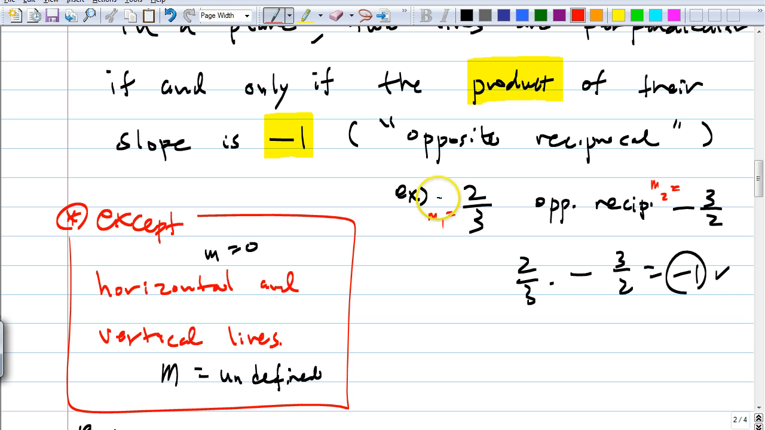M sub 1 just means the slope of the first line, and m sub 2 is the slope of the second line. I remember when we did y sub 2 minus y sub 1, it's a similar idea. Do you guys remember how I showed it to you with some illustration? Let me show it to you again.